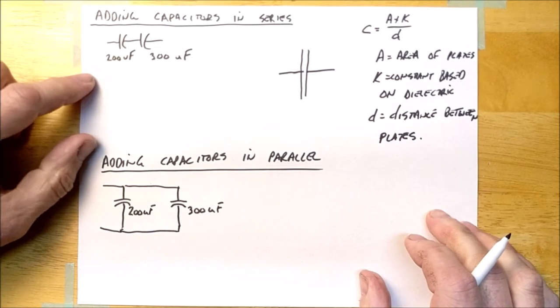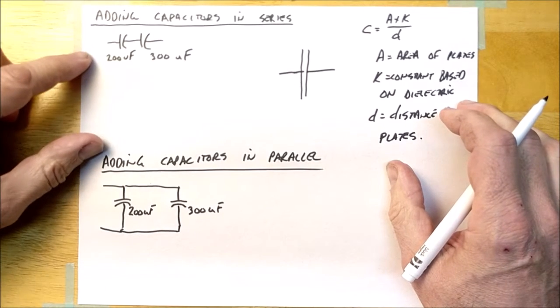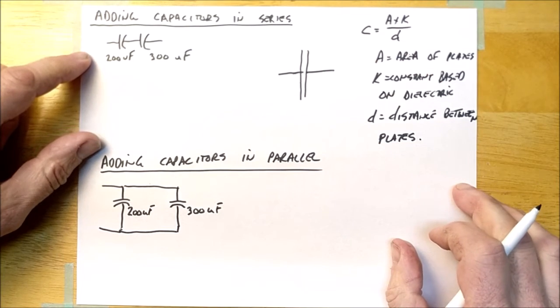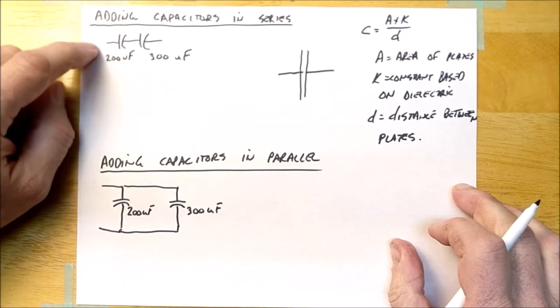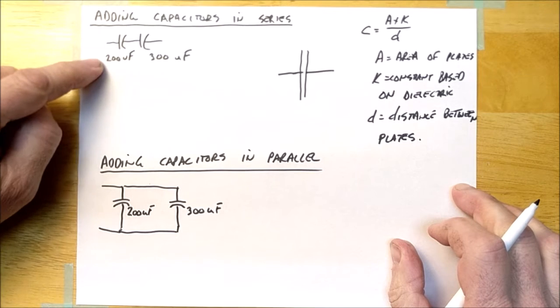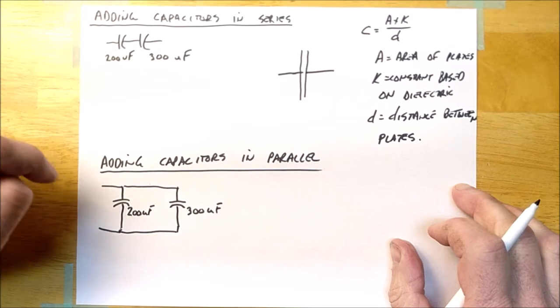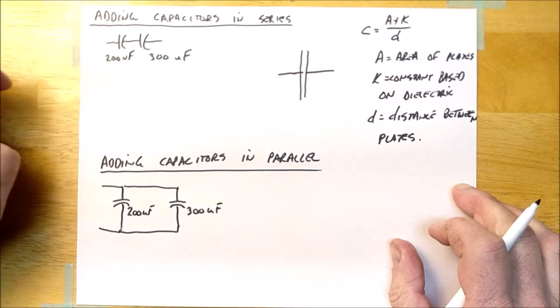Hey guys, welcome back. We're going to continue on with capacitors for a few minutes. What we're going to learn in this lesson is what happens if I connect capacitors in series. How do I calculate the total capacitance? And what about if I add capacitors in parallel? What happens to the total capacitance?